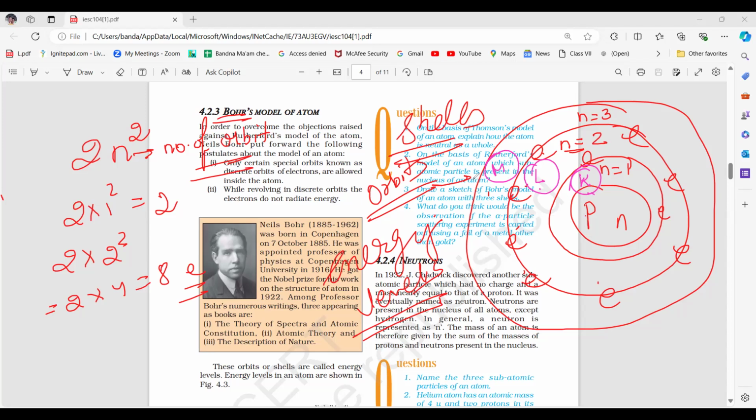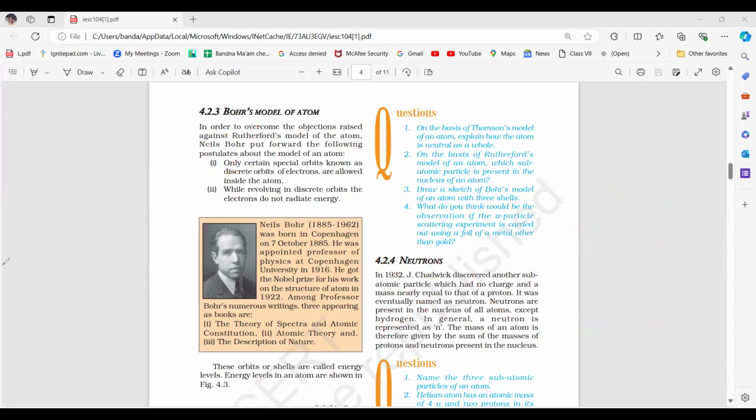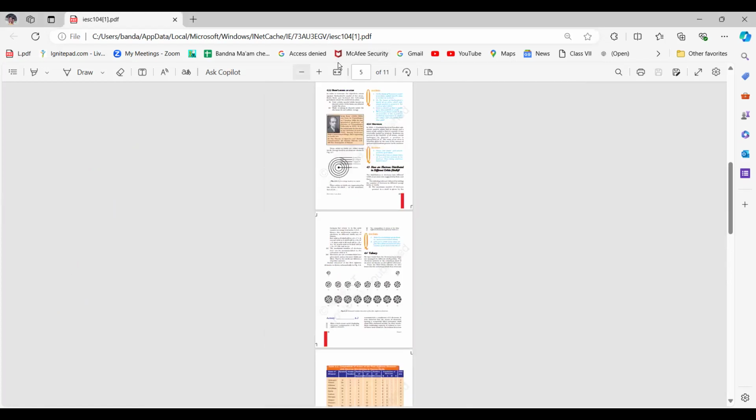Wait, but I thought the maximum electrons the outer shell can hold is 8. So how can there be a third orbit? That is different, and we will study it. See here, there are levels, and there is a rule. I'm teaching you that one also.